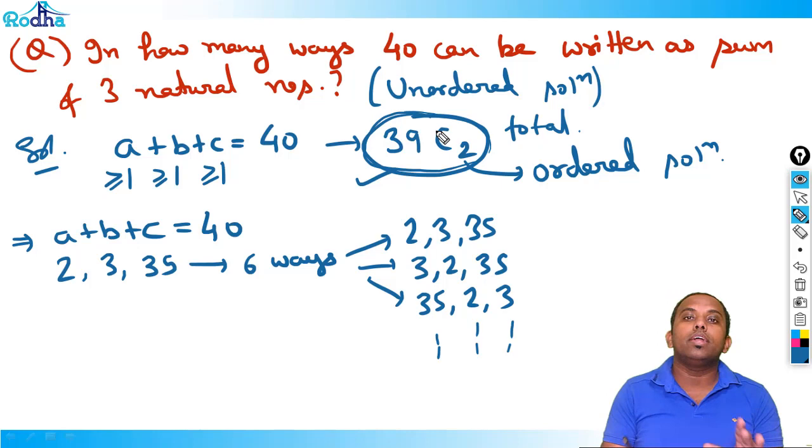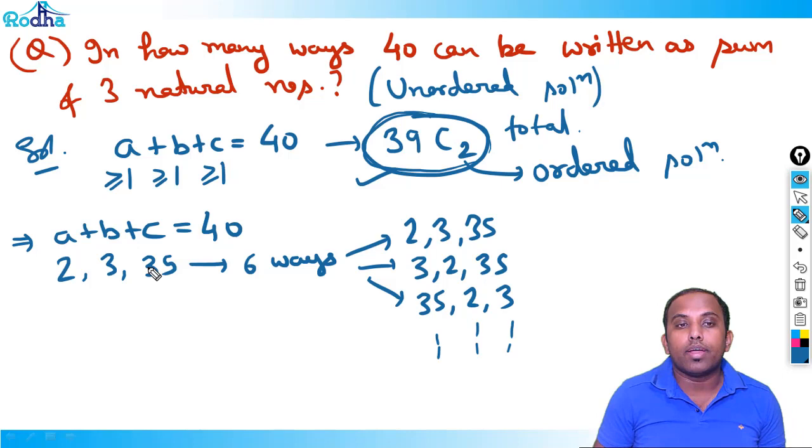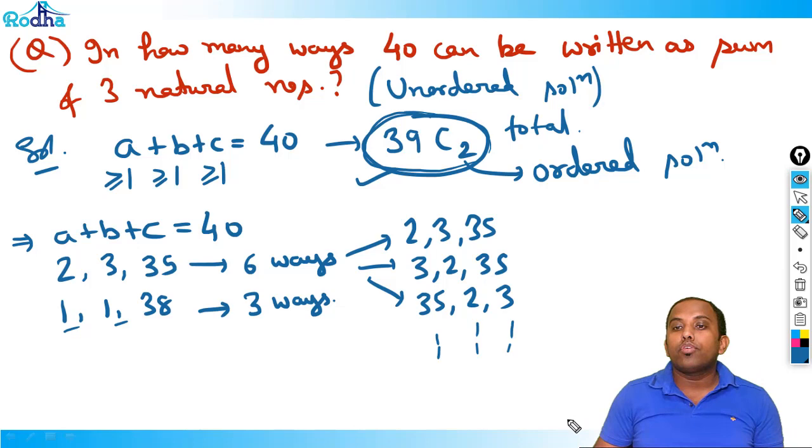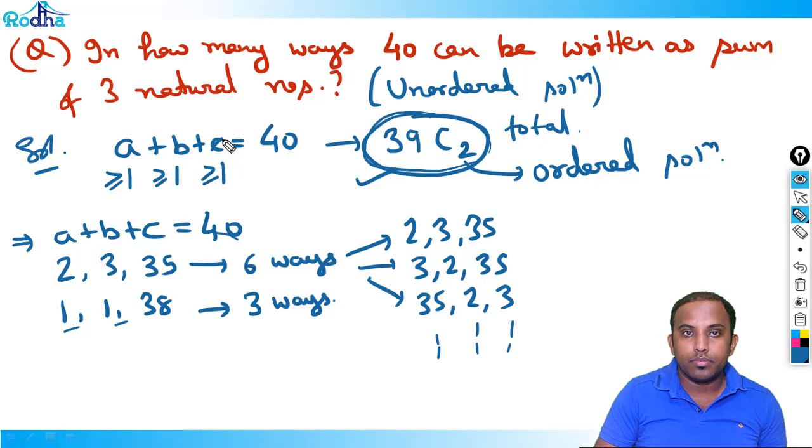So 2, 3, 35 is counted in 6 ways. Cases like 1, 1 and 38, they are counted in how many ways? They are counted in 3 ways. That is 3 factorial by 2 because 2 are repeating. So these kinds of cases are included in 39 C2. Once these kinds of cases are included in 39 C2, the thing which I was doing earlier, the same thing I cannot do right now.